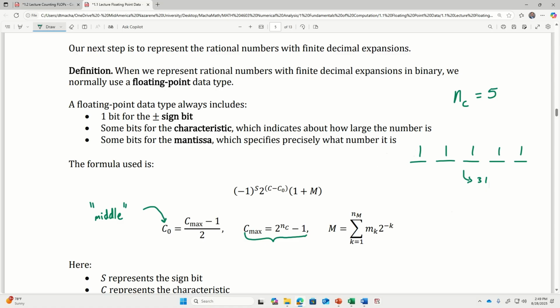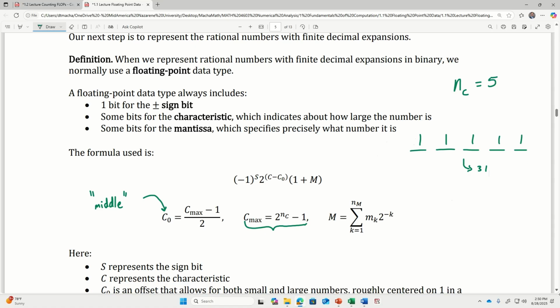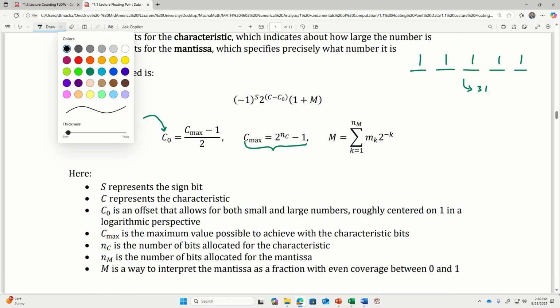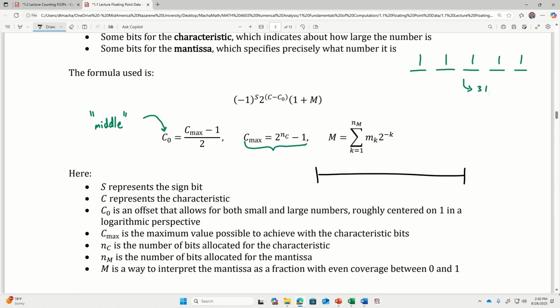Of course, negative 1 to the s is just the plus or minus sign. 1 plus m. What 1 plus m does is it says, okay, I can have these numbers between 1 and 2, and the m is only going from 0 to 1. M itself can only be numbers between 0 and 1, right?